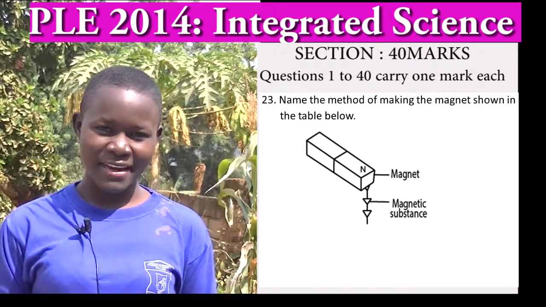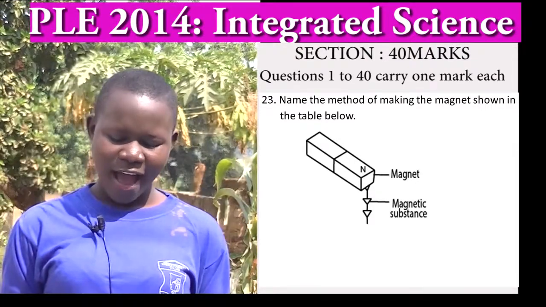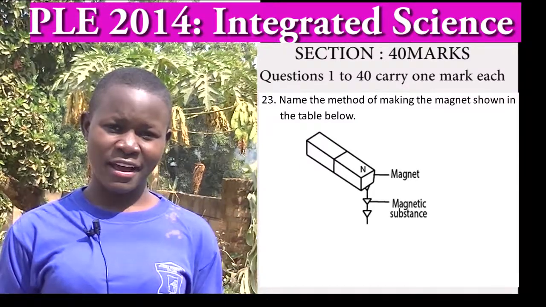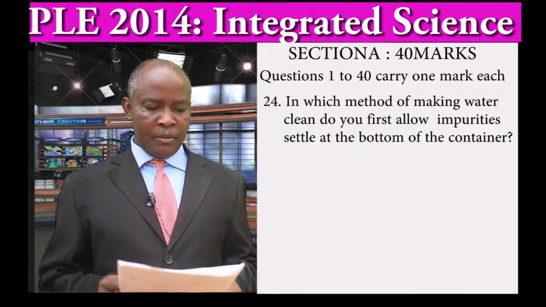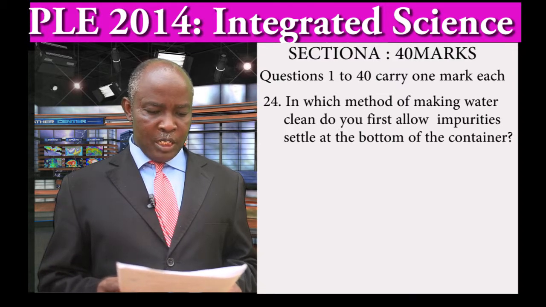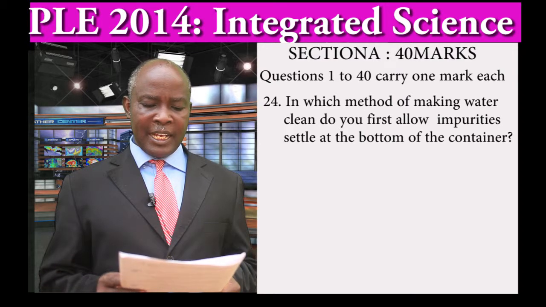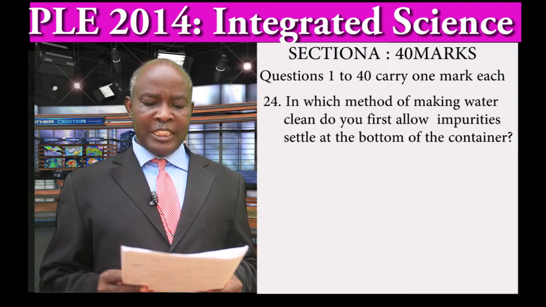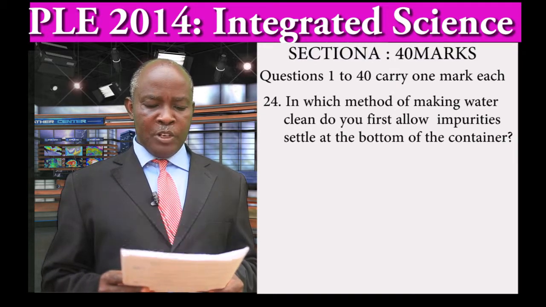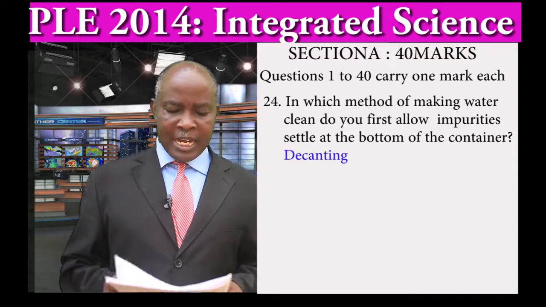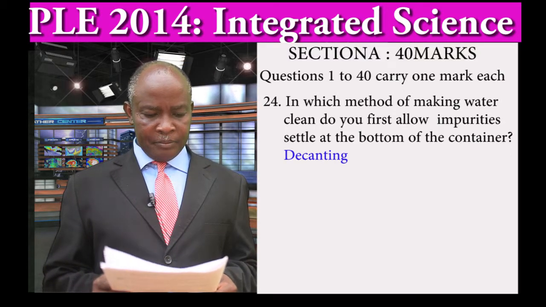Name the method of making a magnet shown in the diagram below. Induction. Number 24. In which method of making water clean do you first allow the impurities to settle at the bottom of the container? That is decanting.